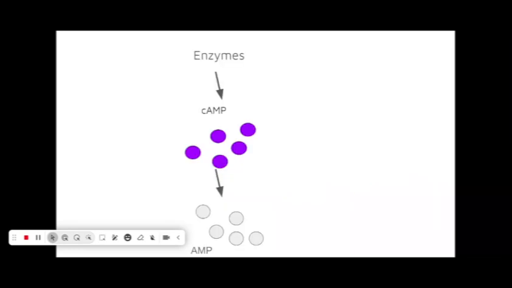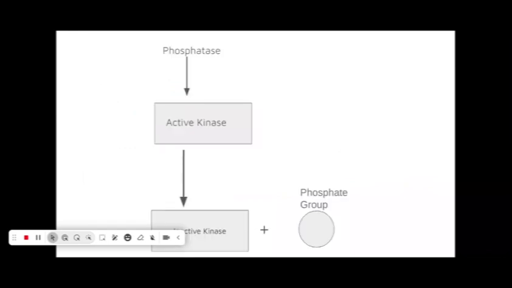Now, there are still some cAMP molecules, even with the adrenaline not bound to the receptor anymore, still floating around. So there are some enzymes that are constantly breaking down these cAMP molecules into AMP molecules. And because there's no more cAMP, no more kinases are going to be activated, and therefore no more proteins are going to be activated.